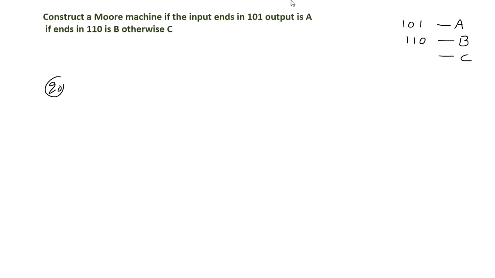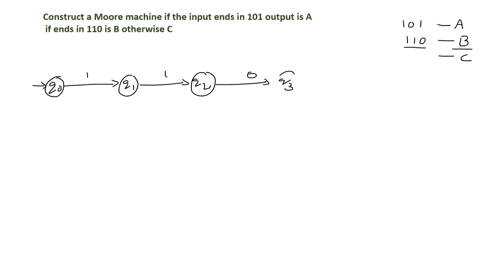Starting with Q0, if the string ends with 110, the output should be B. So the minimum string is: Q0 on 1 reaches the state Q1, and Q1 on 1 reaches the state Q2, and Q2 on 0 reaches the state Q3, and output is B. That is, on 110, it reaches the state Q3 and output is B.